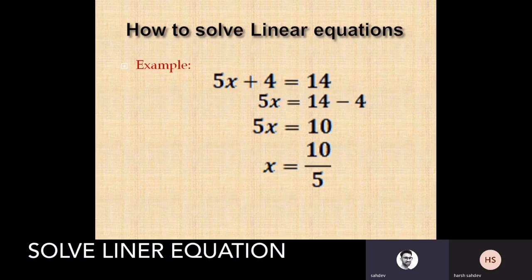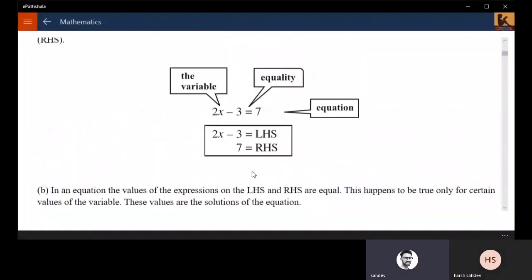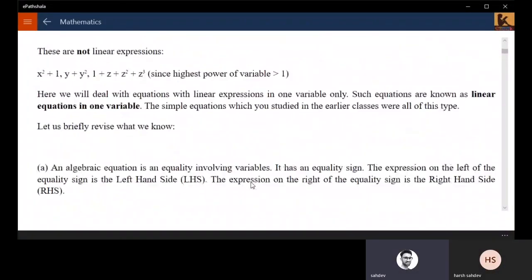Just to remove this 5 from this variable, we'll divide both the sides by 5. And it becomes x equals to 10 upon 5. Further, the answer will be 10 divided by 5 is 2, so x equals to 2. So we got the answer of the variable, that is 2.